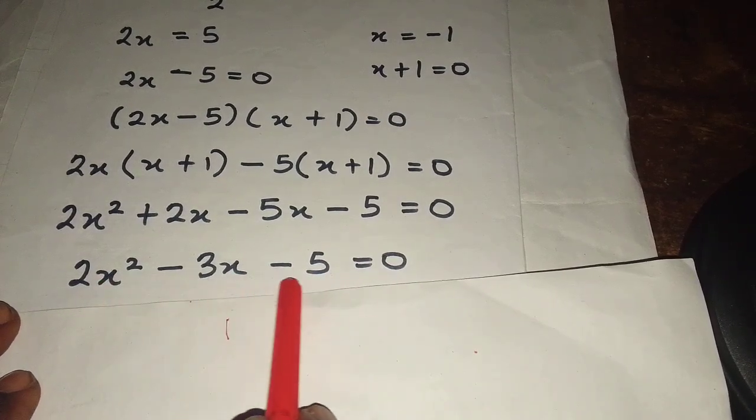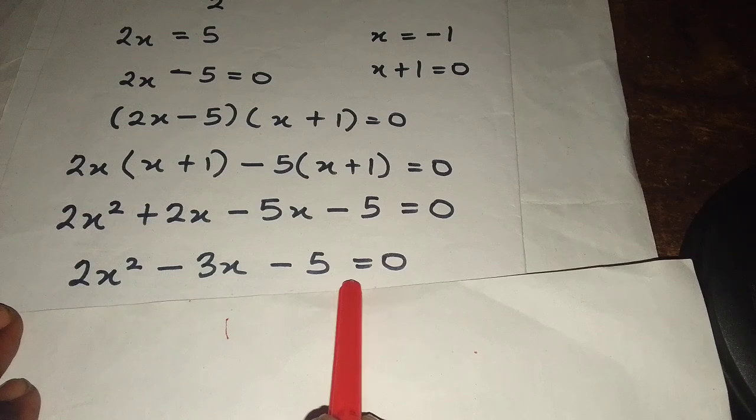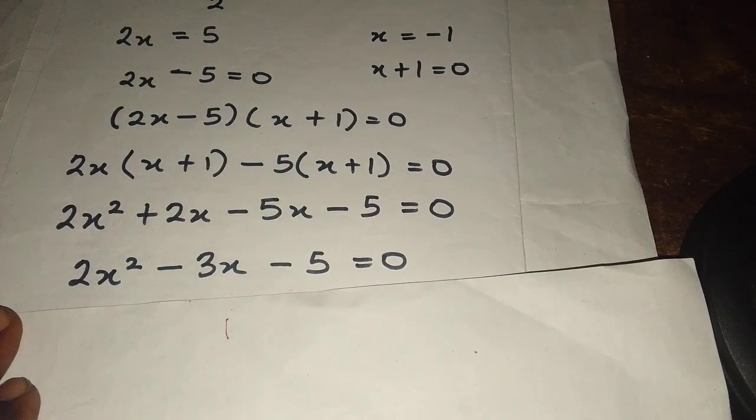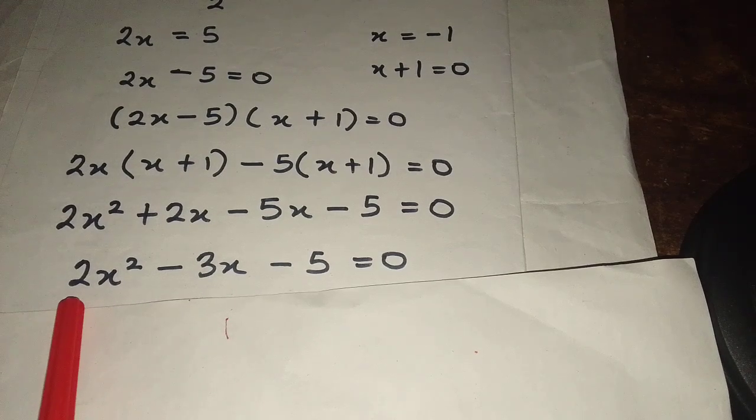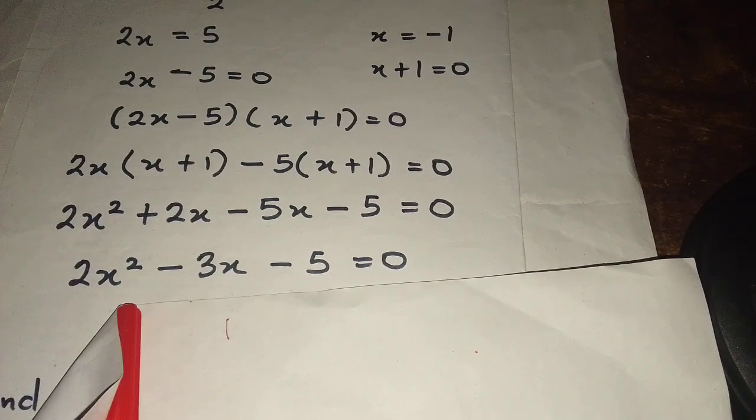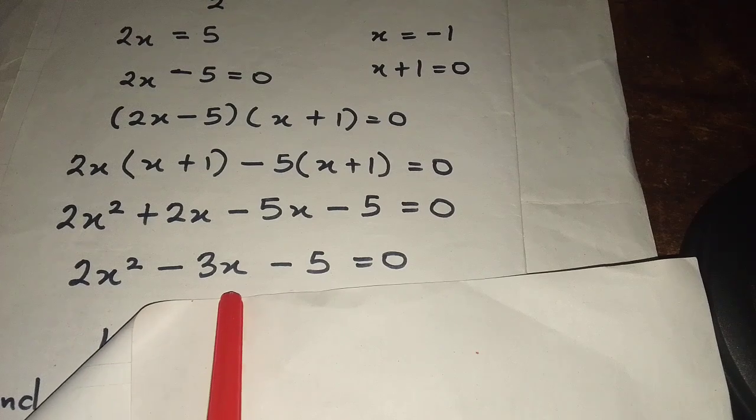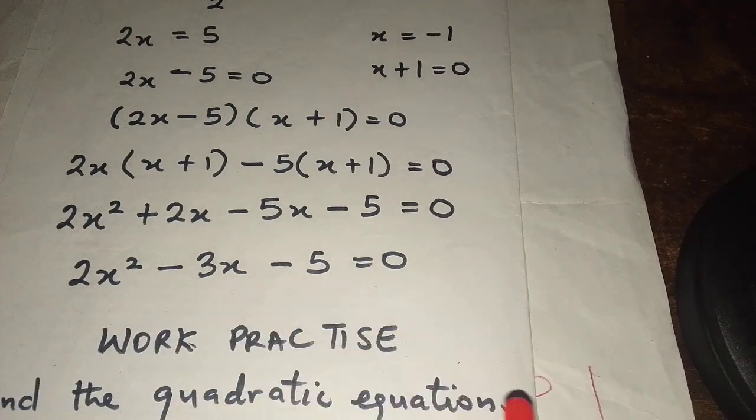So this is the quadratic equation that will give us 2 and a half and minus 1 to be the solution of the equation. So the quadratic equation is 2x squared minus 3x minus 5 equals 0.